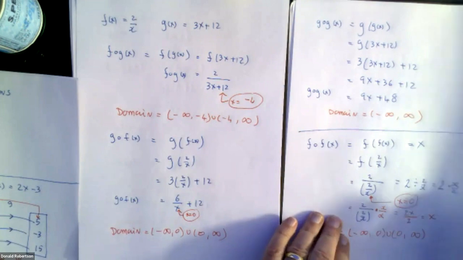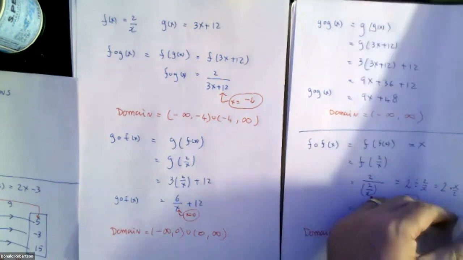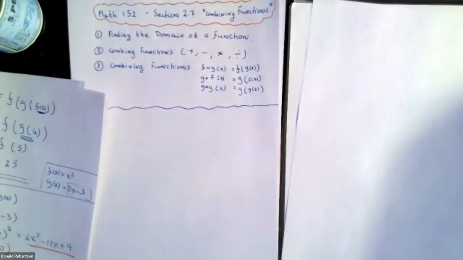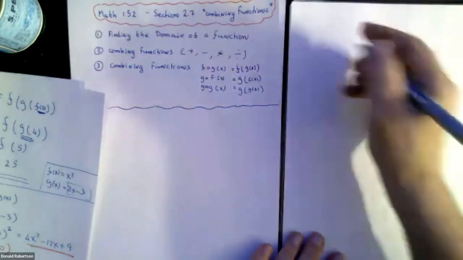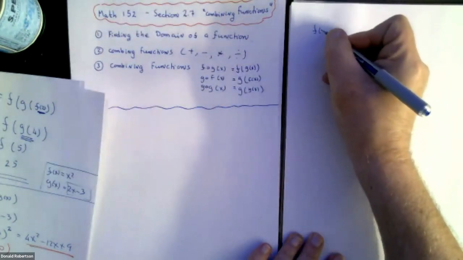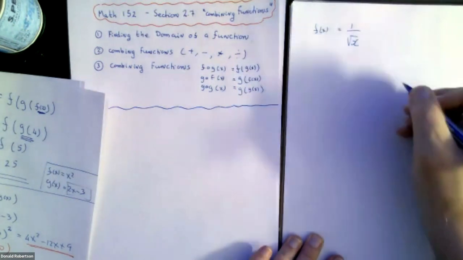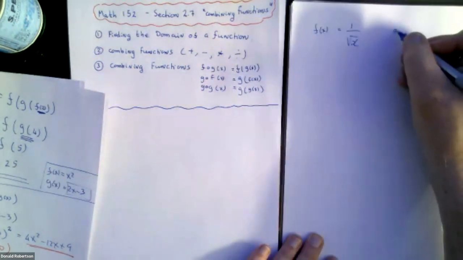Here we go, I hope. Let's try the square root and a fraction. Let's see what they can do. So there's the square root and a fraction.